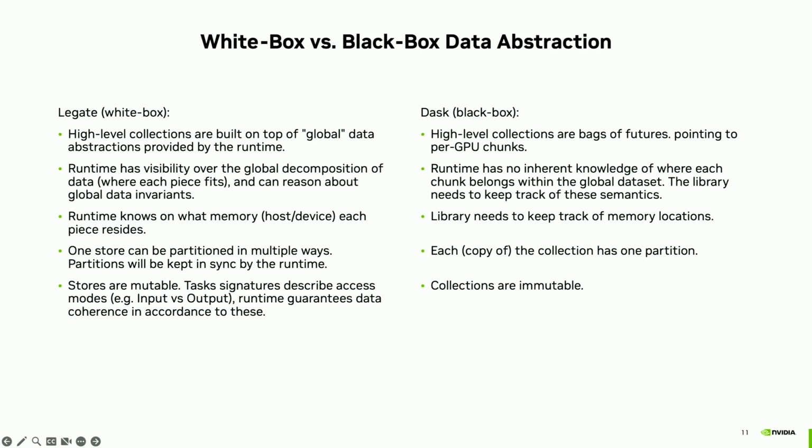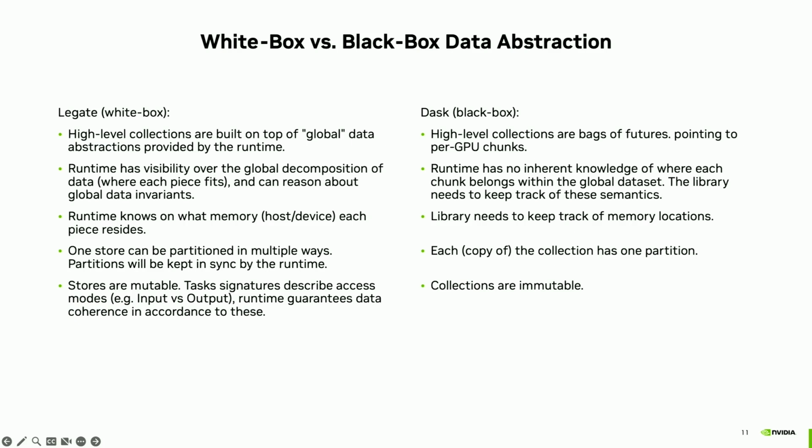And if the runtime has such visibility, it can reason about global data invariants. It can track the locations. It can keep various instances of the same data, possibly partitioned in different ways and placed on different memories. It can even support mutable collections. So there's a versioning system going on in the background that the runtime uses to keep track of the validity of different regions.